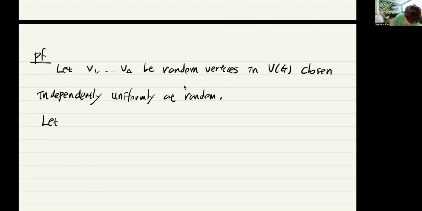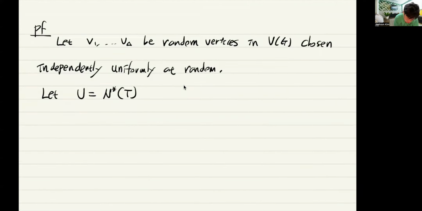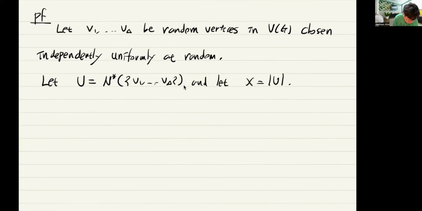And then we let U be the random set which is the common neighborhood of this, say p1 to p delta. So you consider this set and then you take a common neighbor. And then let X be the random variable counting the number of vertices in this U.